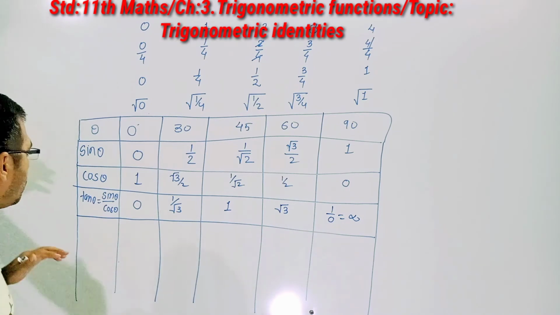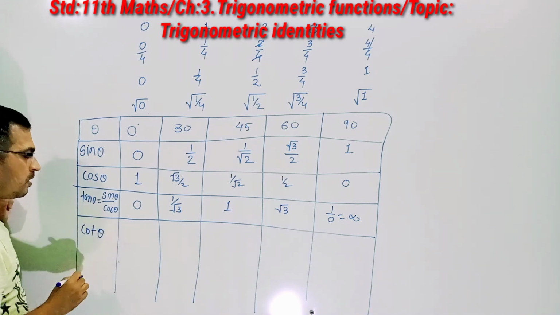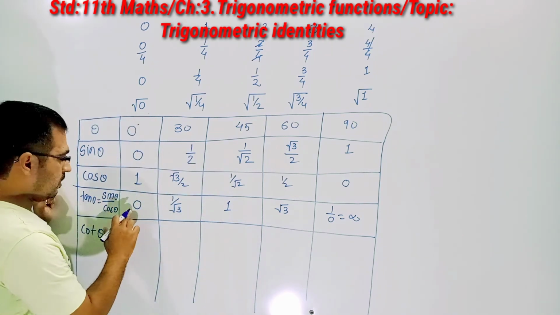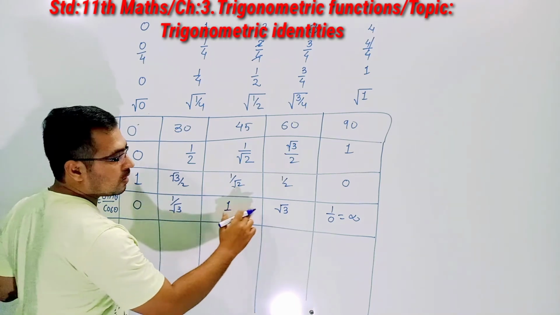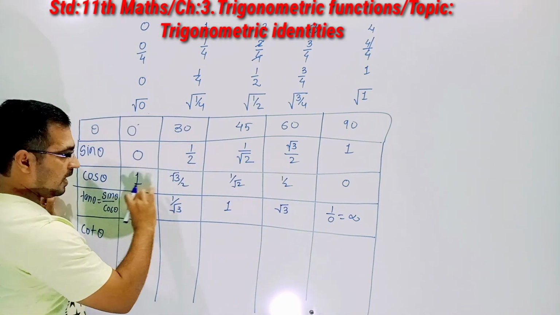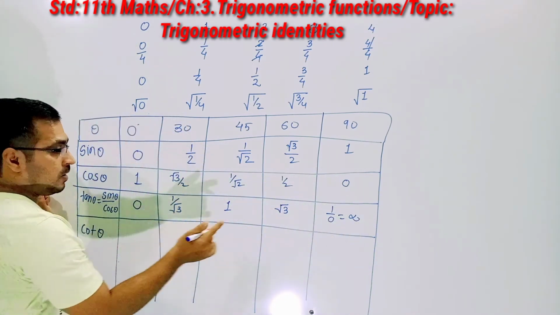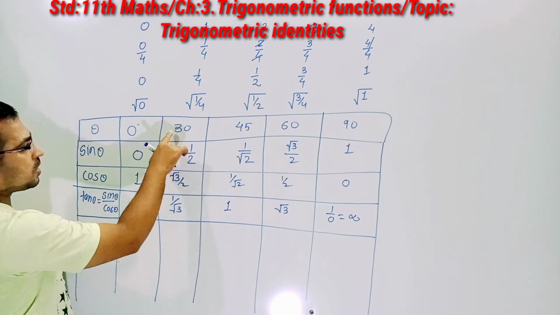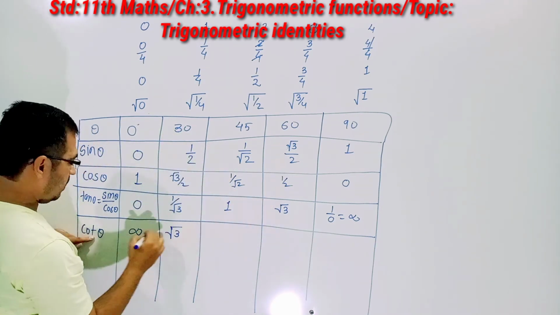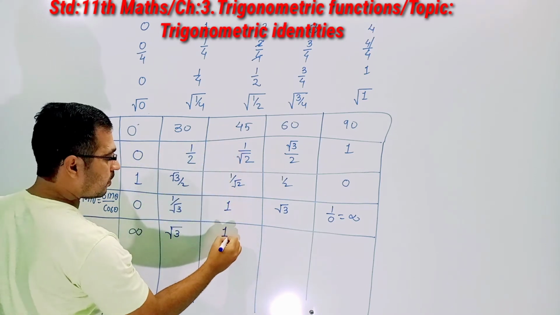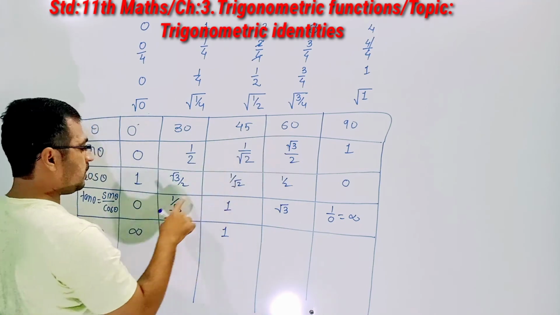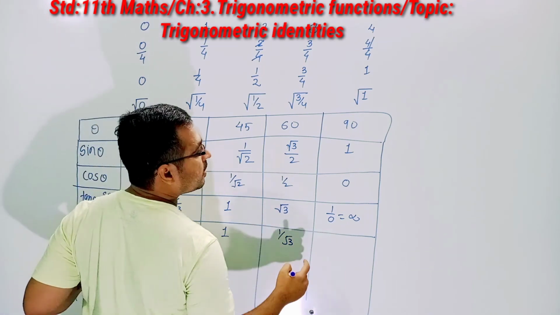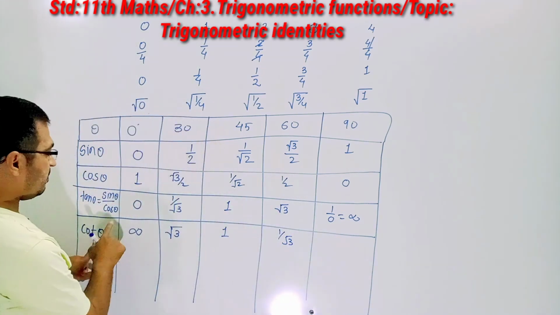Now you want to find out cot theta. What you will have to do? Just reverse all these values. Means 0, 1 by root 3, 1, root 3, infinity. This is head and this is tail. So you will have to reverse like that, right? So cot 0 degree will be what? Infinity. Cot 30 degree will be root 3. Cot 45 degree 1. Cot 60 degree will be what? 1 by root 3. And cot 90 degree will be what? Cot 90 degree means 0.